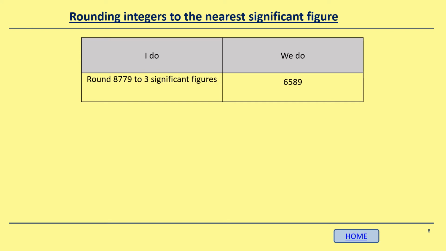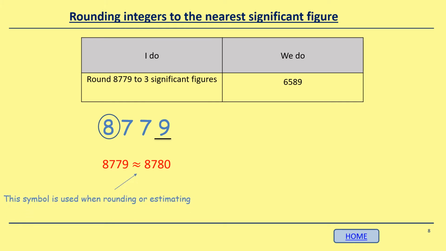Round 8,779 to 3 significant figures. There's my number, there's my 8, my cut-off point is between the 7 and the 9, because the 9 is bigger than 5. The second 7 is going to go up to an 8, and it's going to become 8,780.